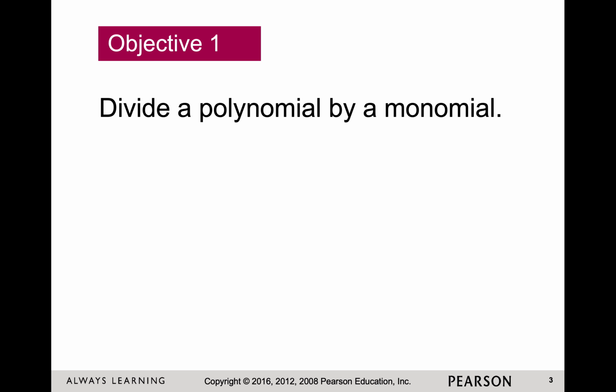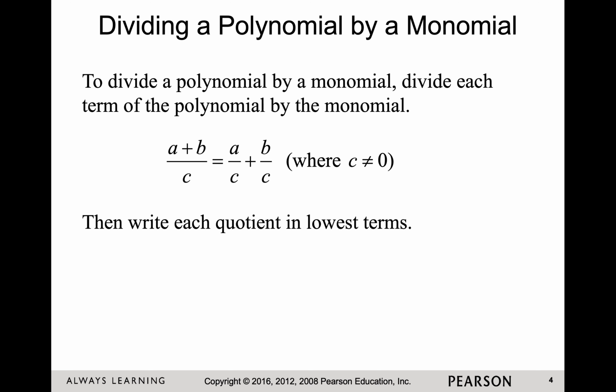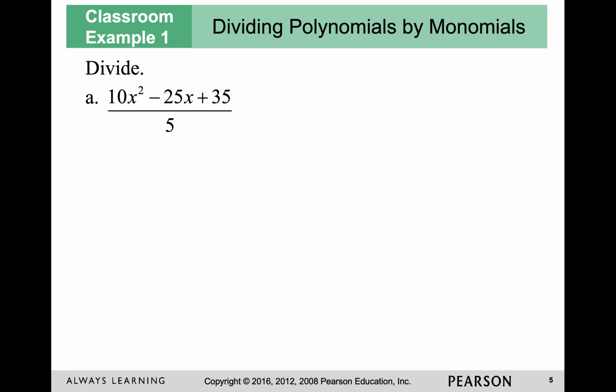So the first thing we're going to look at is the easiest case, which is dividing a polynomial by a monomial. To divide a polynomial by a monomial, you divide each term by the monomial given. Then you're going to rewrite the quotient in lowest terms. So it's kind of like reducing a fraction.